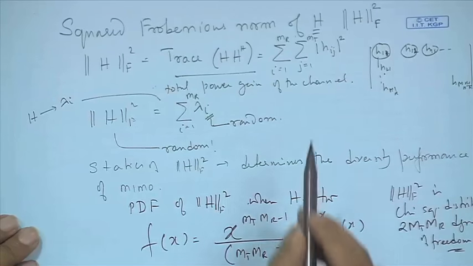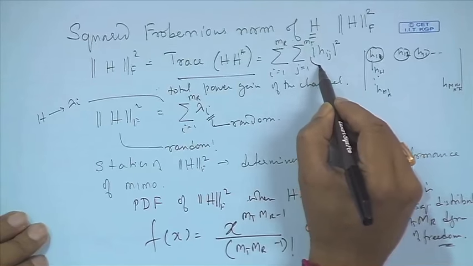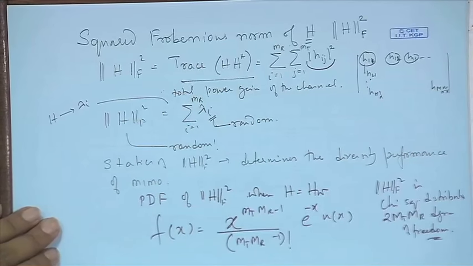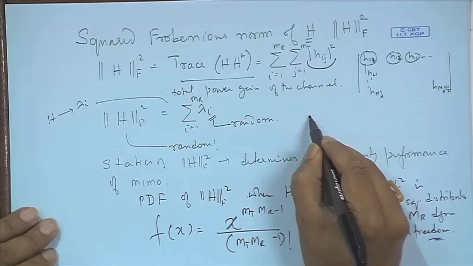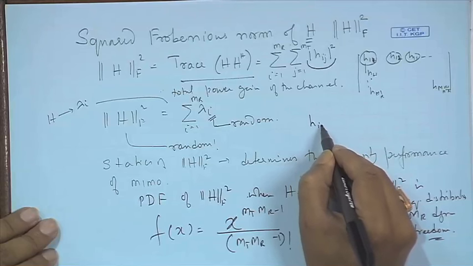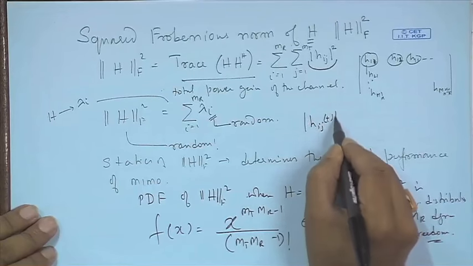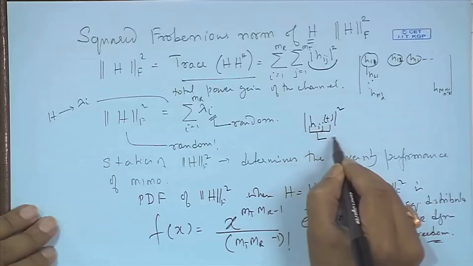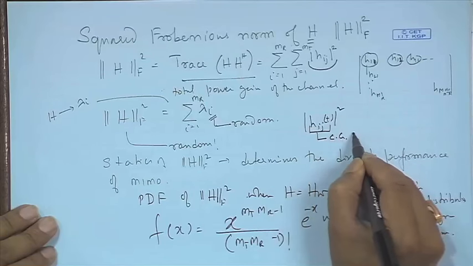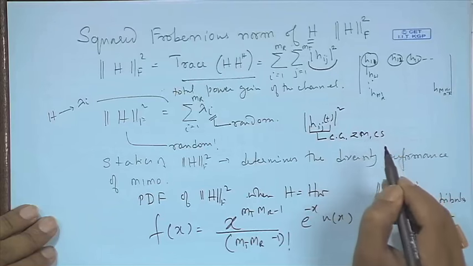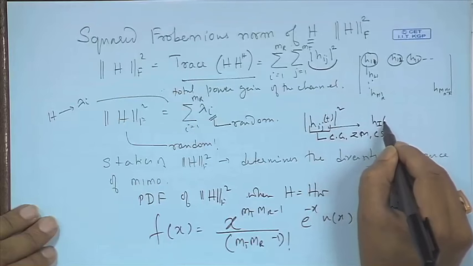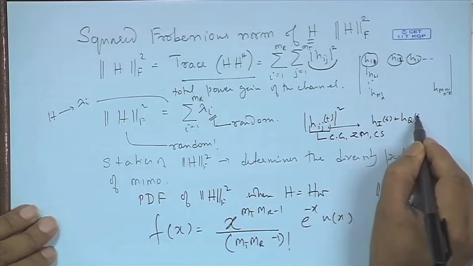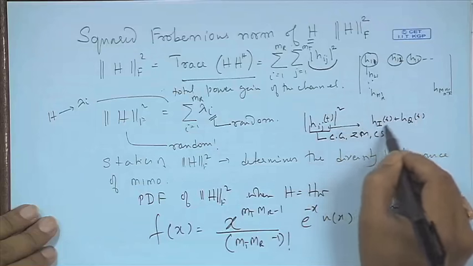Why do we say so? Because if we take a look at this one, hij squared, we could write it as the magnitude squared of hij(t), if you remember. So this hij(t) is complex Gaussian, it is zero mean, and it is circularly symmetric. Complex Gaussian because hij could be written as hI(t) plus j times hQ(t), indicating that there is an I component and a Q component, of course with a j. We have studied the statistics.